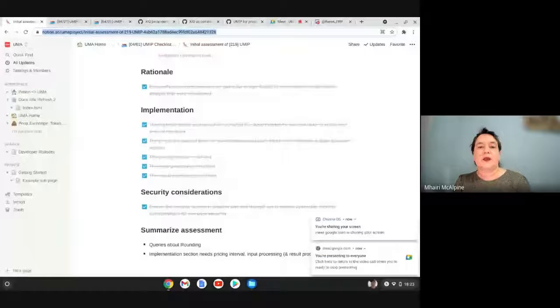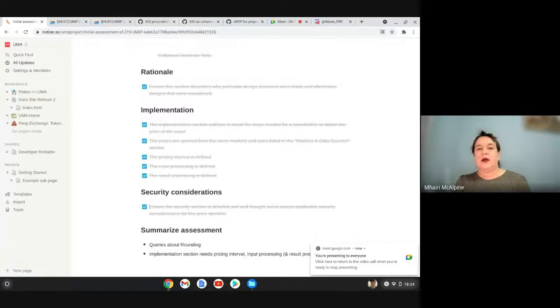Okay, and then the next one is the price identifier. If I just get the assessment up. Okay, there were some questions around rounding. Oh, have I got the wrong one?